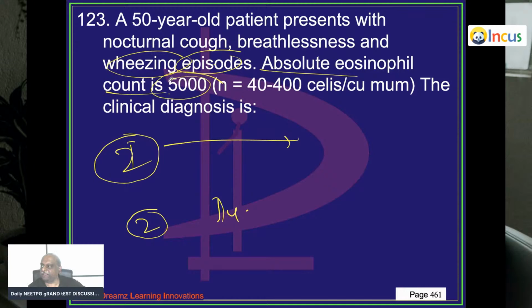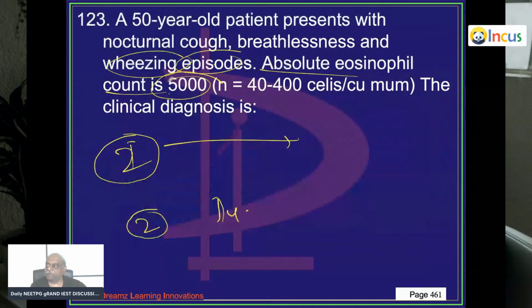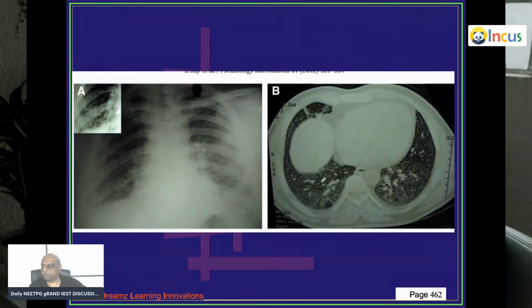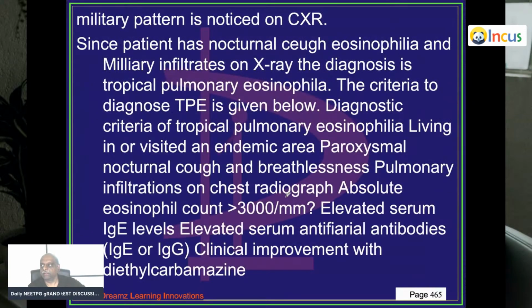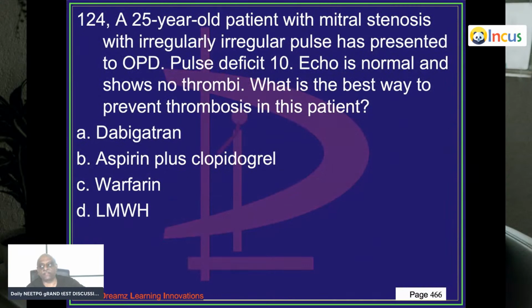Absolute eosinophil count is 5,000. So, what do you see here? Wheezing episodes. Tropical pulmonary eosinophilia. This is the miliary pattern. There are criteria for calling tropical pulmonary eosinophilia: absolute eosinophil count more than 3,000, serum IgE levels elevated, serum antifilarial antibodies IgM and IgG positive, and paroxysmal nocturnal cough and breathlessness. They are all the various criteria.